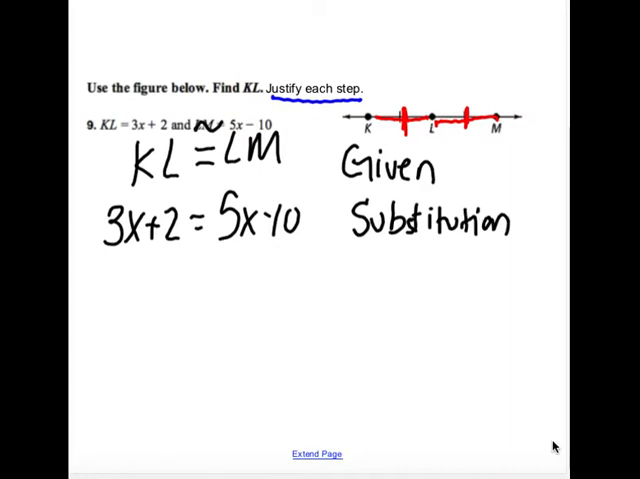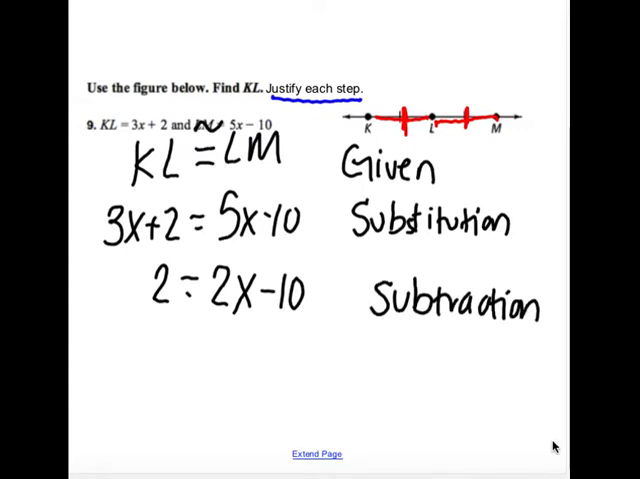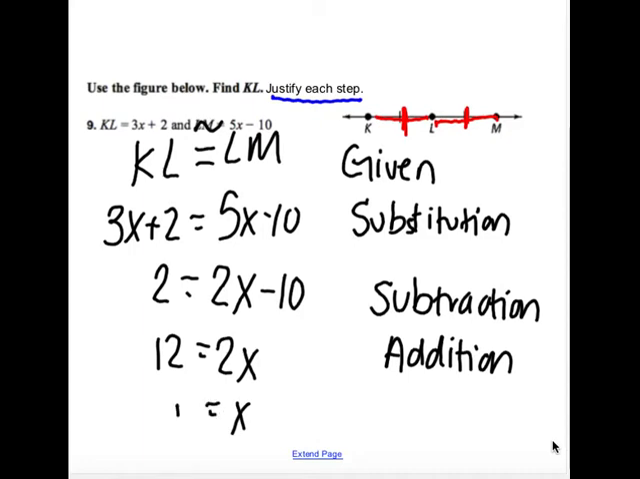And now it's just algebra from here. We're going to subtract 3x. So on the left side it was 2, and on the right, 2x minus 10. That was subtraction. And then add my 10 over to make 12. That's addition. And then divide by 2 to get x equals 6. So division.